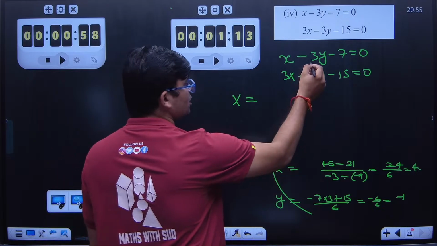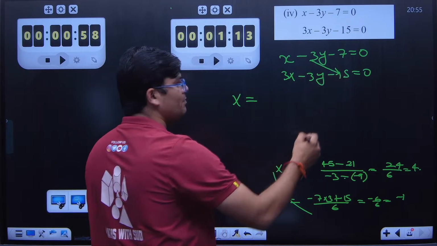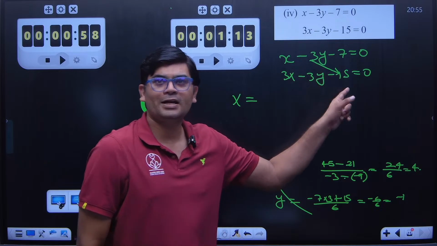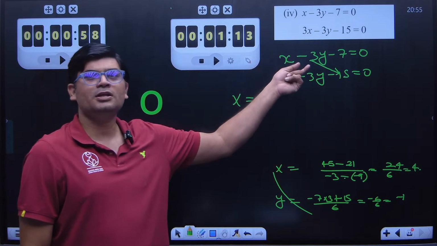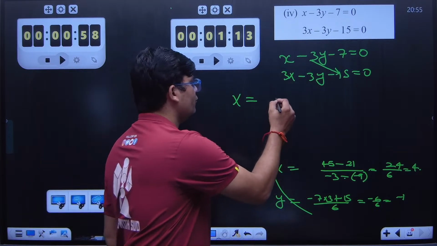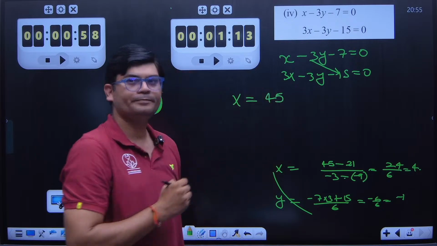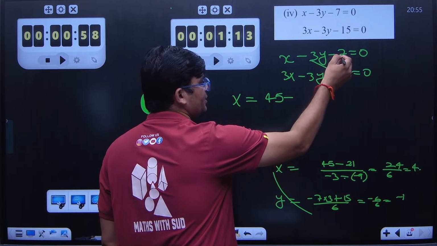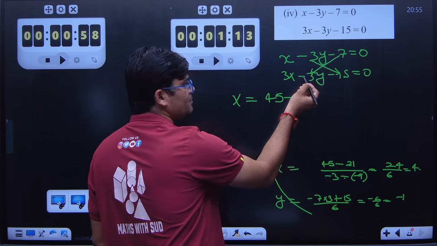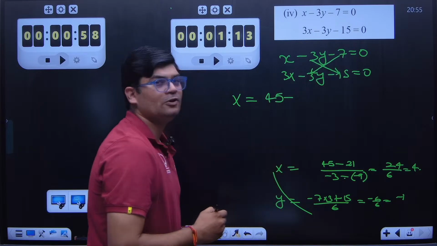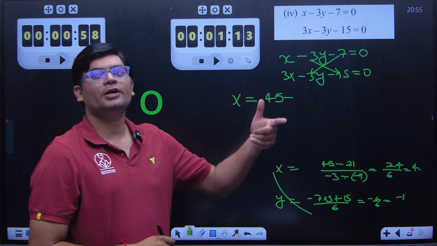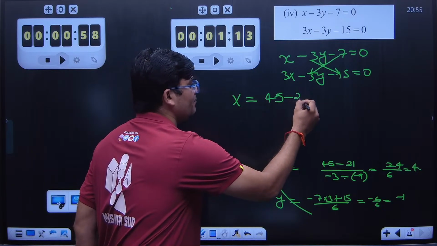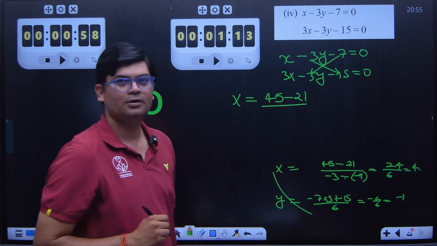So you have to do cross multiplication. Minus 3 will be multiplied by what? Minus 15. So minus 3 into minus 15 is how much? 45. Are you getting it? Yes, sir. Then you have to subtract the cross multiplication from the other end. So that is minus 3 into minus 7. Minus 3 into minus 7 is how much? Plus 21. So you will write 45 minus 21 divided by.